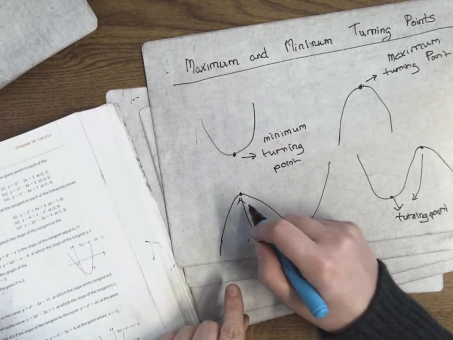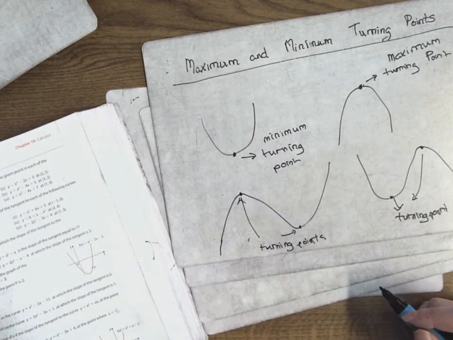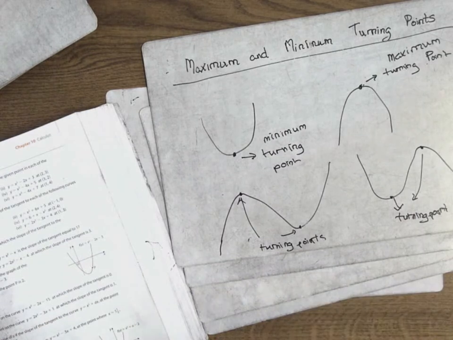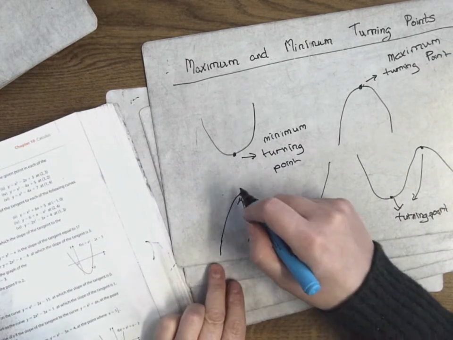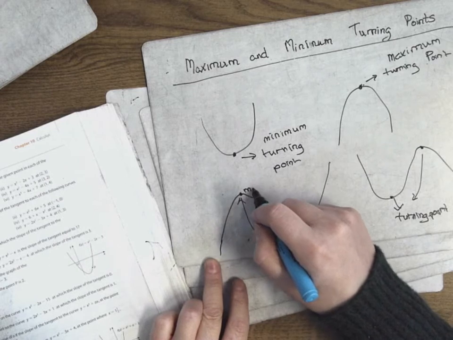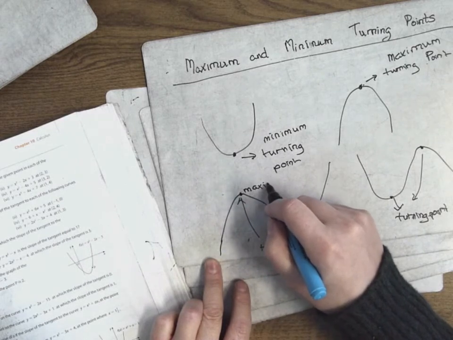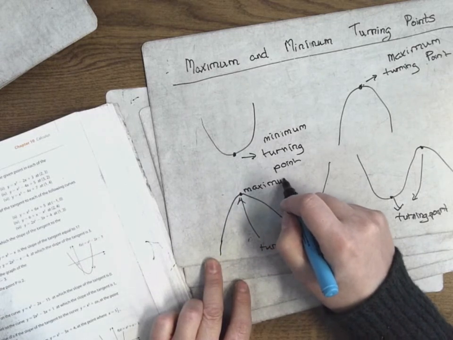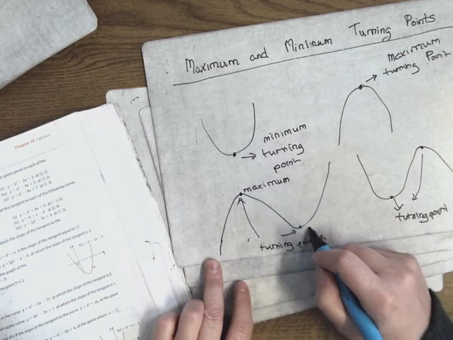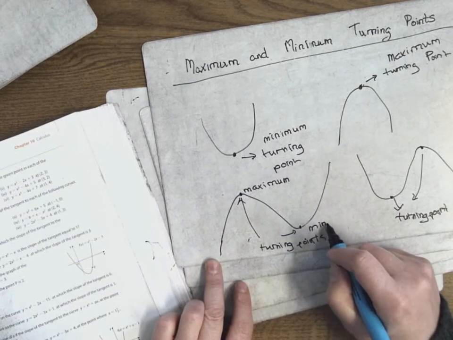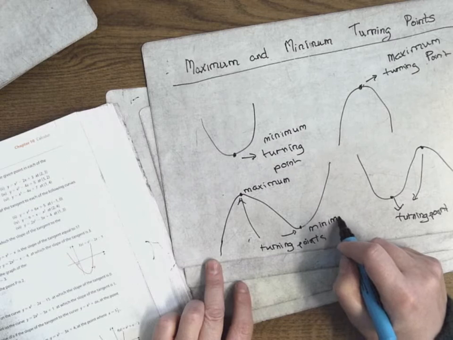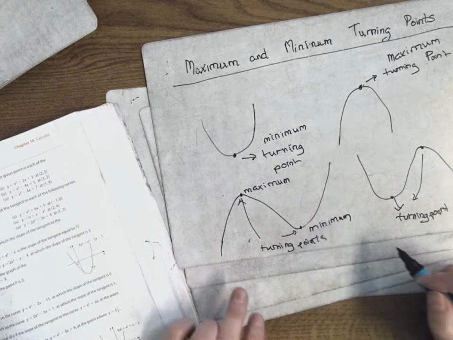As you can see, there's one here and one here, right? And the maximum is the one that's up high and the minimum is the one that's down low. So what's this one? Maximum. And this one is the minimum. Now we'll be learning how to figure out which one is the maximum and which one is the minimum. Not today, but we will have a method.